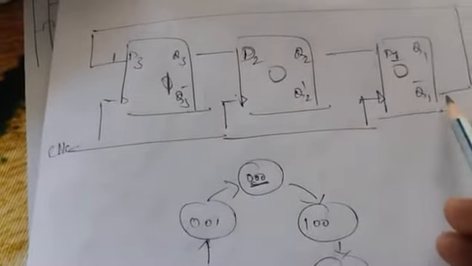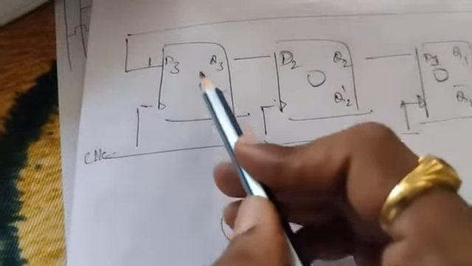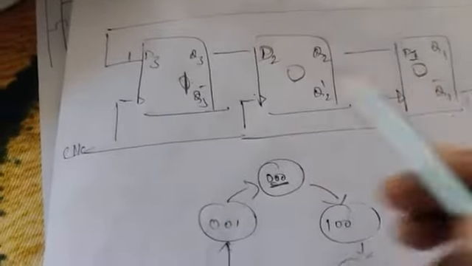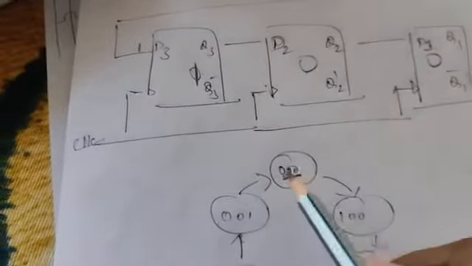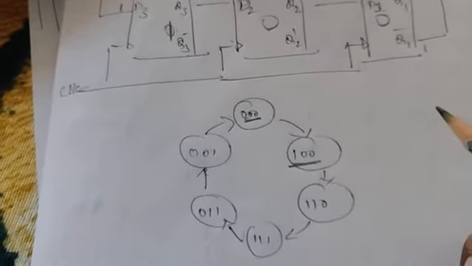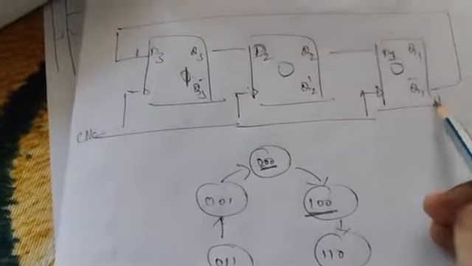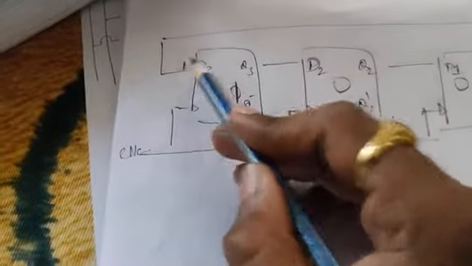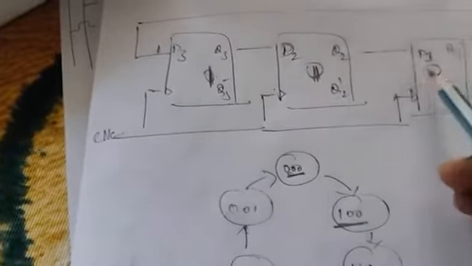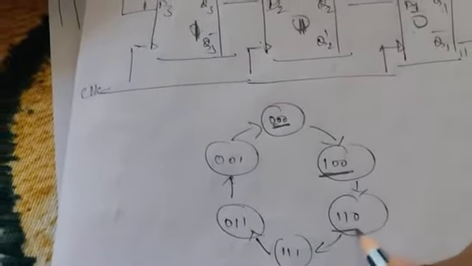After giving 1 clock pulse, the data present here will be shifted here, and the data present here will be shifted here. First it was 0, 0, 0. Now it is 1, 0, 0. The second state. Again let me give the clock pulse. Now Q1 is 0, so again Q bar is 1. Again I am going to send it here. Again D3 is 1. This 1 will be shifted to here, and this 0 will be shifted to here. So the next state will be 1 1 0.